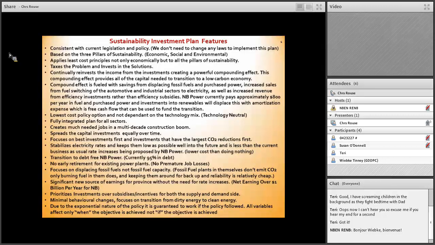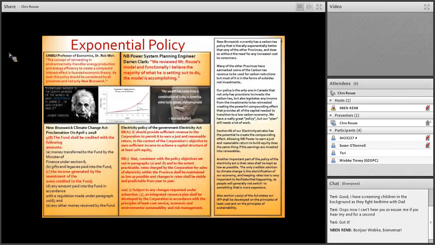When you change any of the variables in this policy, any of the assumptions in the policy, it really only affects when we get to our objective, not if we get to our objective. So, as I said earlier, what we get created in our Climate Change Act is an exponential policy. I've had this concept, you can see the top left, reviewed by Dr. Rob Moore, and he suggested that all provinces do this.